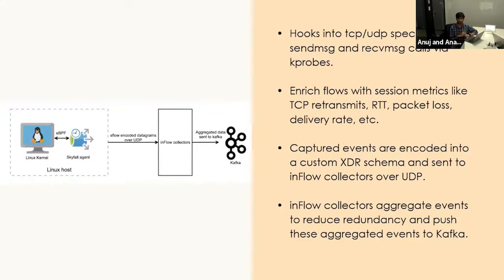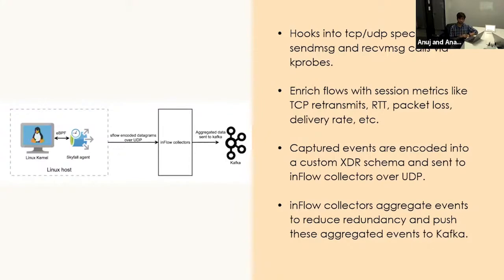So in the diagram, you can see the flow of the Skyfall data. On the Linux host, we have the Skyfall agent running. It interacts with the kernel via eBPF and it extracts the flows from there. Whatever flows it extracts, it encodes them into a custom XDR format and then sends them over UDP to our highly scalable and efficient data collection pipeline provided through inflow collectors. On the collectors side, all these events are then aggregated over a minute to remove any redundancies, and all these aggregated events are then sent into Kafka.